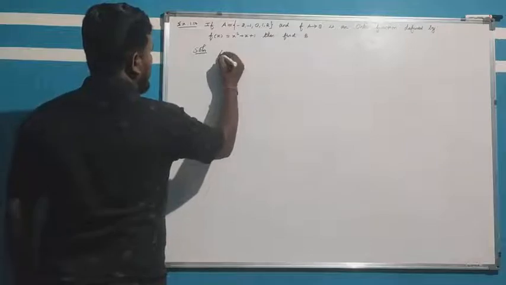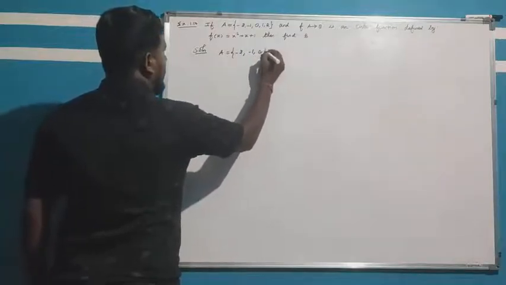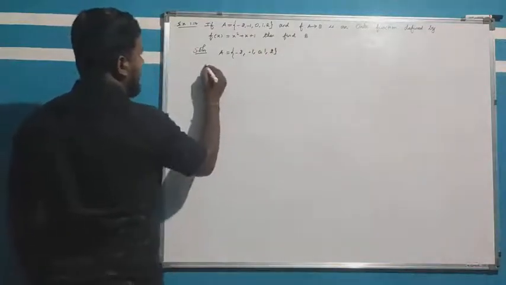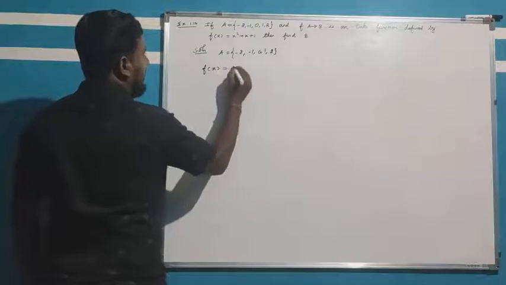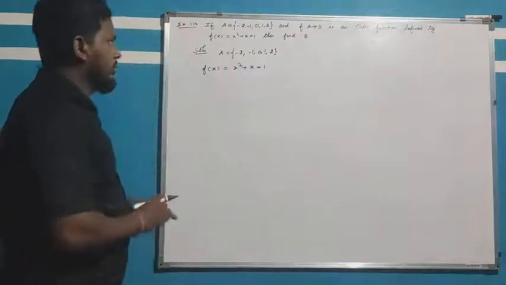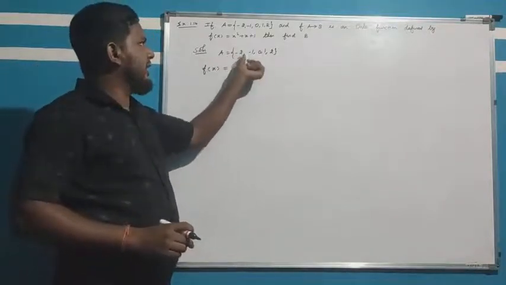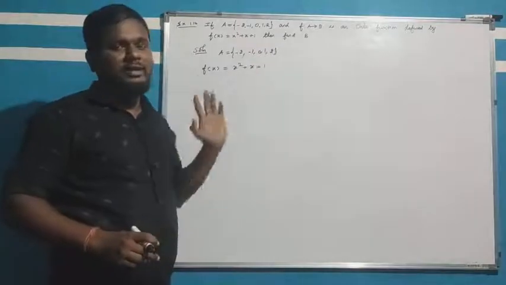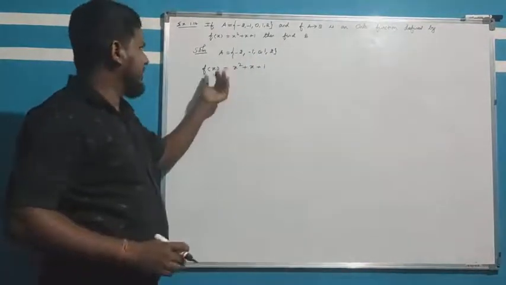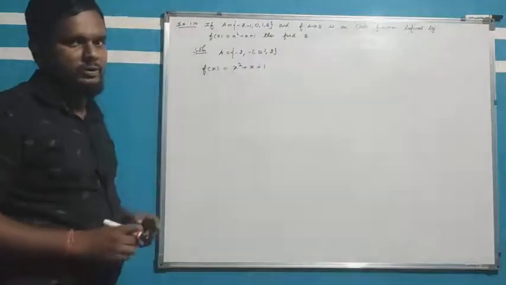So what is the A set? -2, -1, 0, 1, 2. And what is the f of x? f of x is x square plus x plus 1. Here the elements of A are all x elements. So those x elements we can substitute, and we have to find what is the B set.